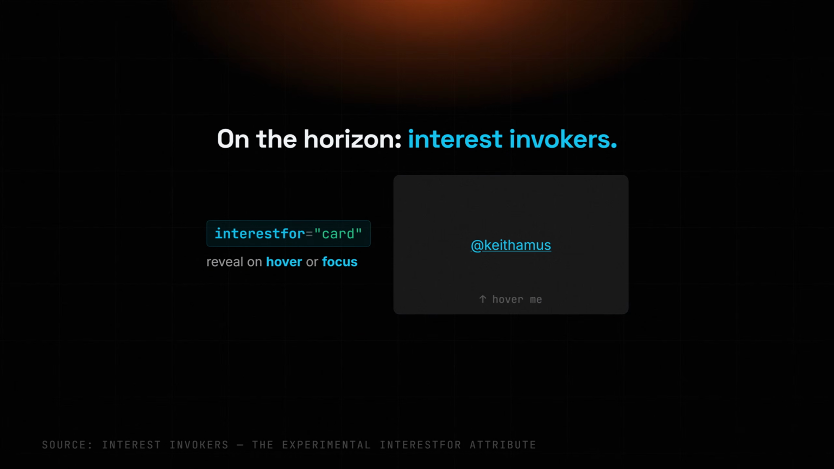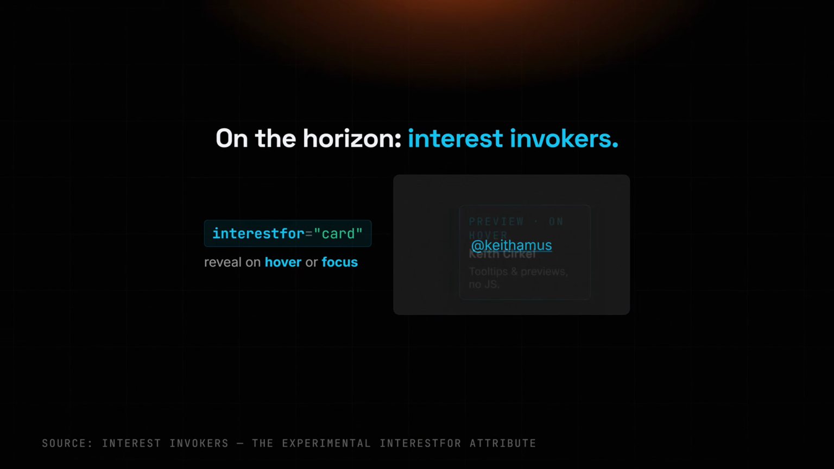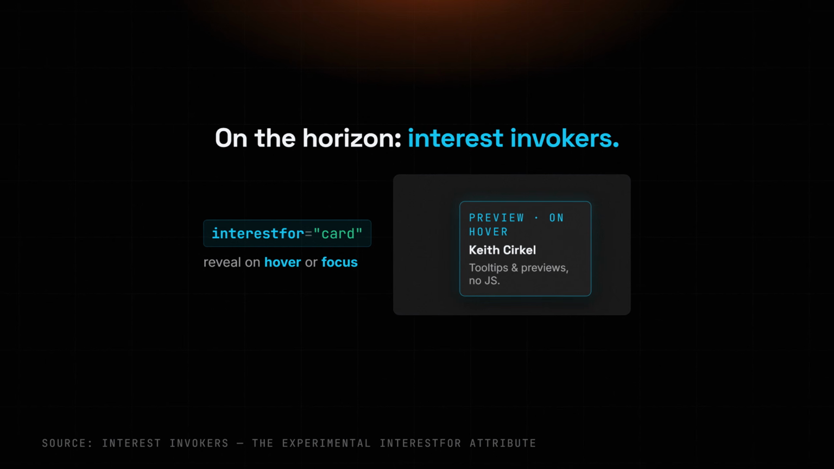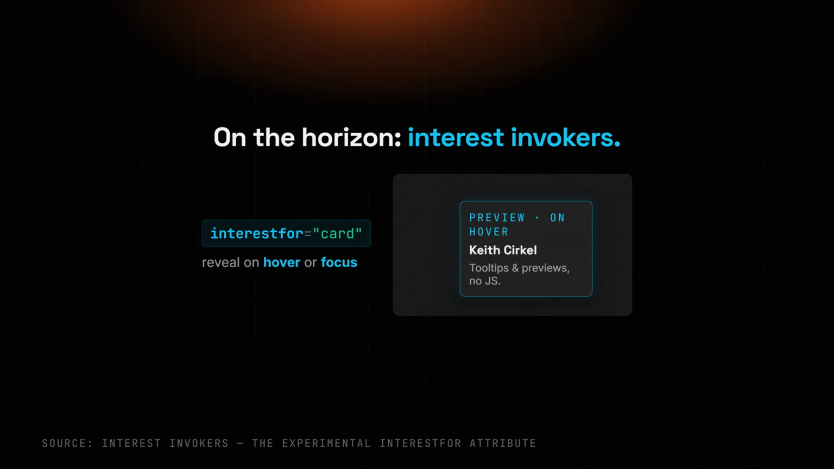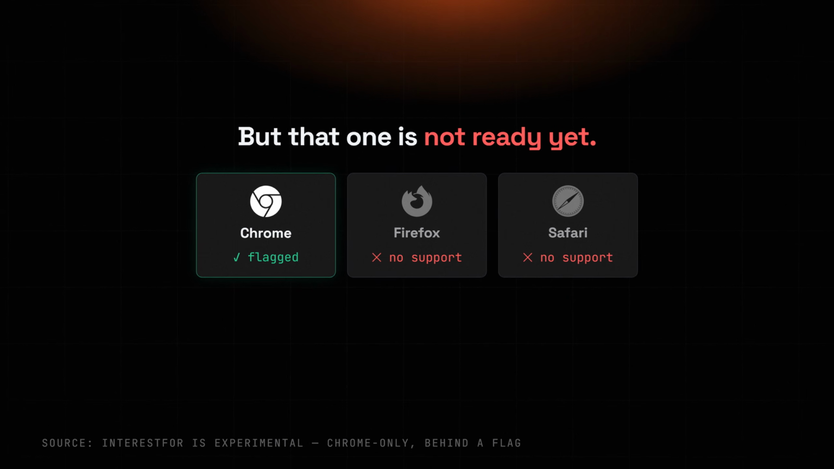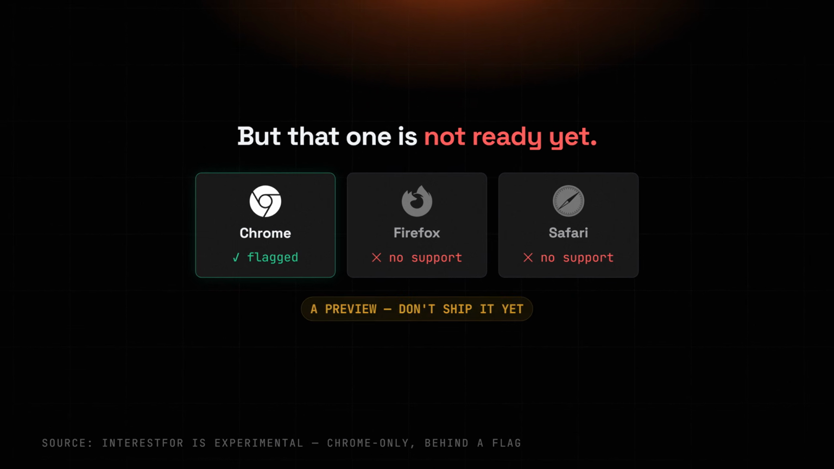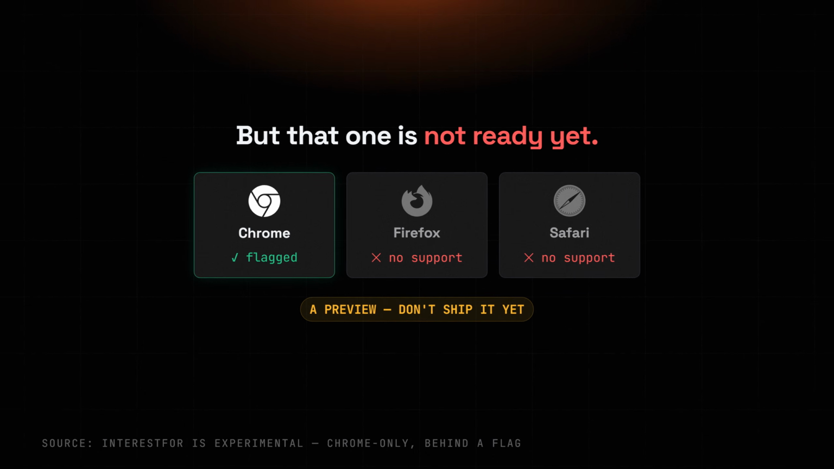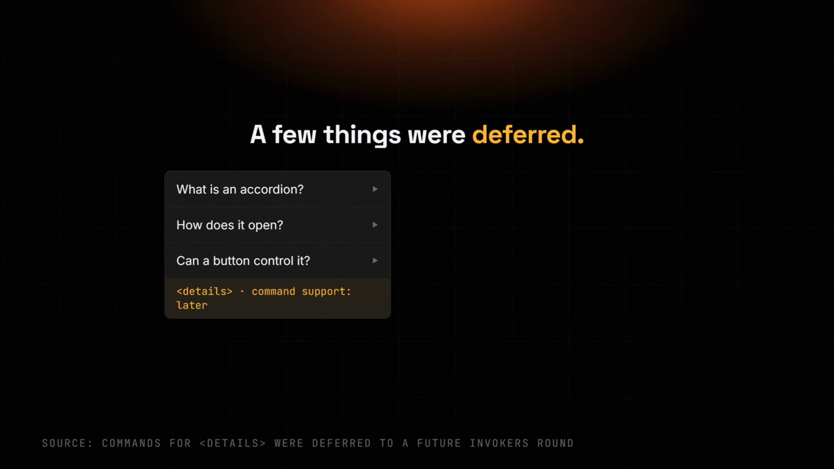There is even one more piece coming over the horizon, interest invokers. A new attribute, interestfor, that reveals something the moment you simply hover or focus an element. Perfect for tooltips and rich link previews, but do be careful with that one. It is still experimental and still essentially Chrome only for now. So treat it as a preview of where the web is clearly heading, not as something you ship to real users today. A few things got deferred too.